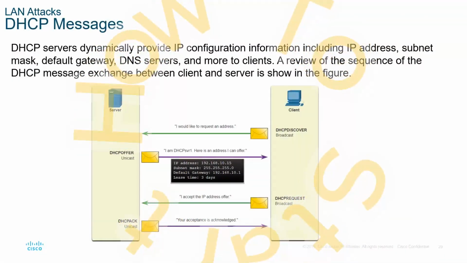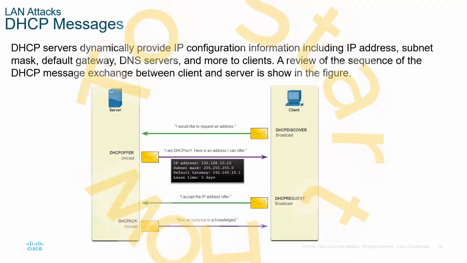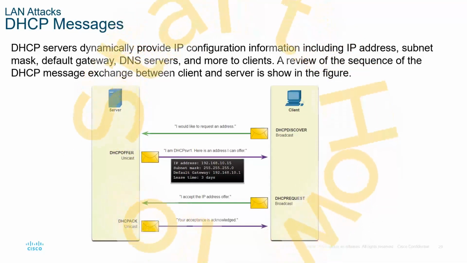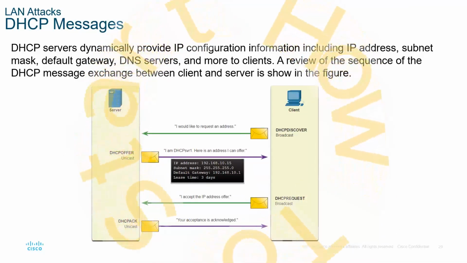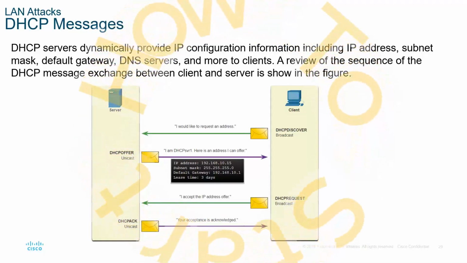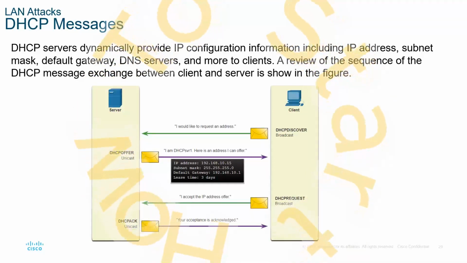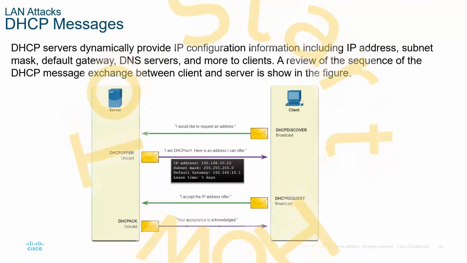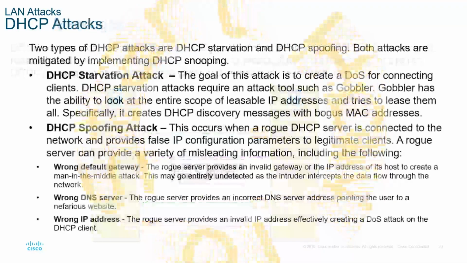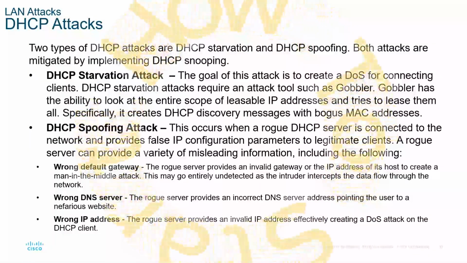So our LAN attack, DHCP starvation. We have several types of DHCP attacks that are based off of messages. Normally, we'll be getting DORA: DHCP discovery, offer, request, acknowledgement. DORA. Well, the issue is we can manipulate these messages to do DHCP-based attacks. The 2 big ones are starvation and spoofing.